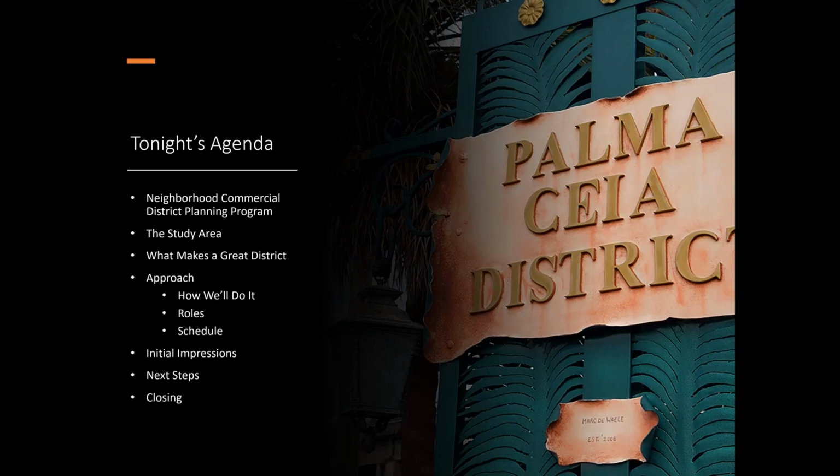Then we're going to go through our initial impressions of the district. Our colleagues and a few others have spent some time over the last several weeks getting to know the district at different times of the day. We're going to give you our initial, very high level impressions of what we see in the district, which might form the basis of the planning effort. And then we'll talk about the next steps as we close the night out.